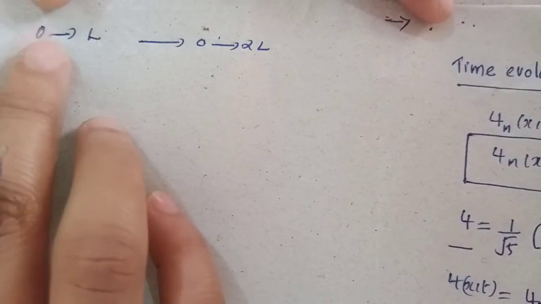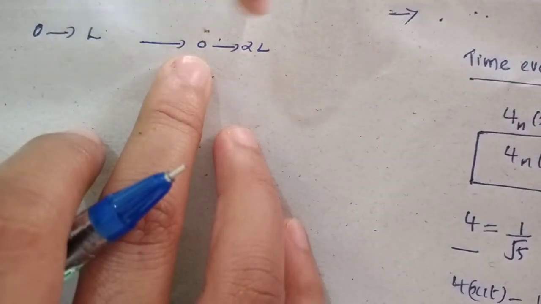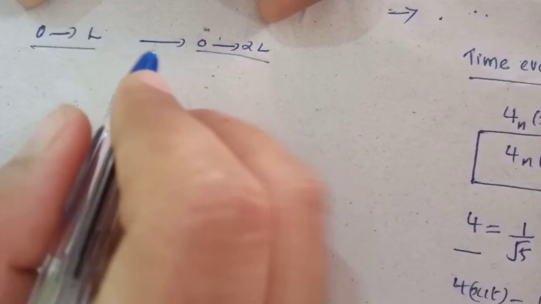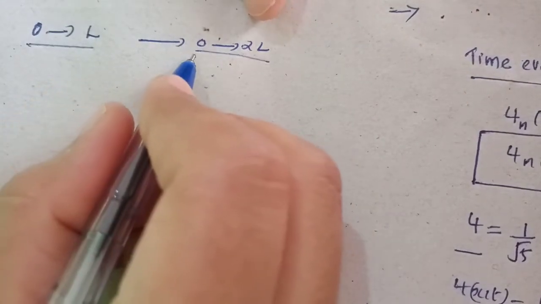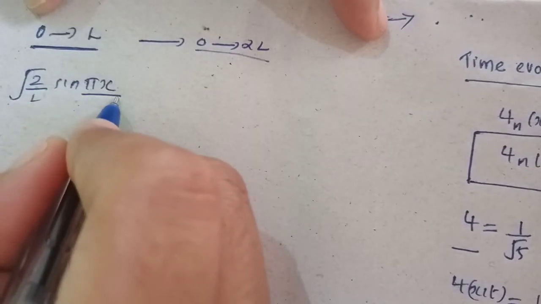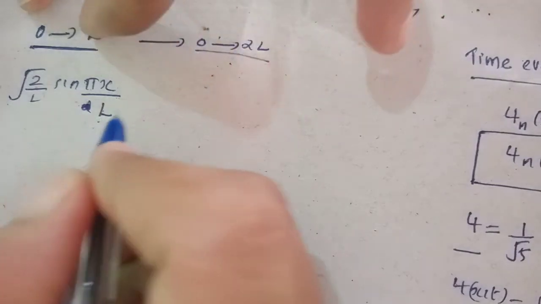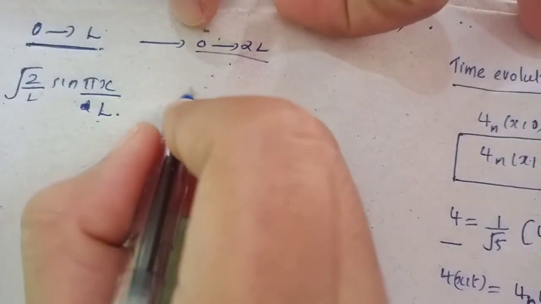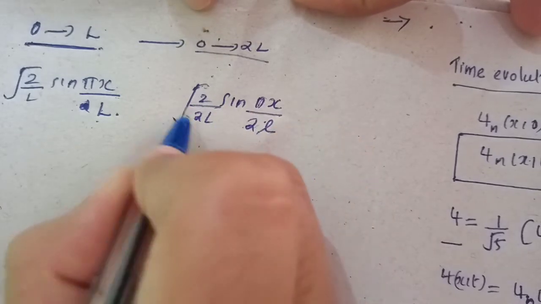Here is a question in which a ball which is in an infinite potential box from 0 to L changes to a box from 0 to 2L. So here we are considering the ground state and finding the probability of the ground state if the ball moves from the 0 to L box to the 0 to 2L box. So we know the wave function: under root 2 by L sin n pi x divided by L. That is the wave function of the ground state for a 0 to L box. Here, because the length is 2L, the new wave function is under root 2 by 2L sin pi x divided by 2L.